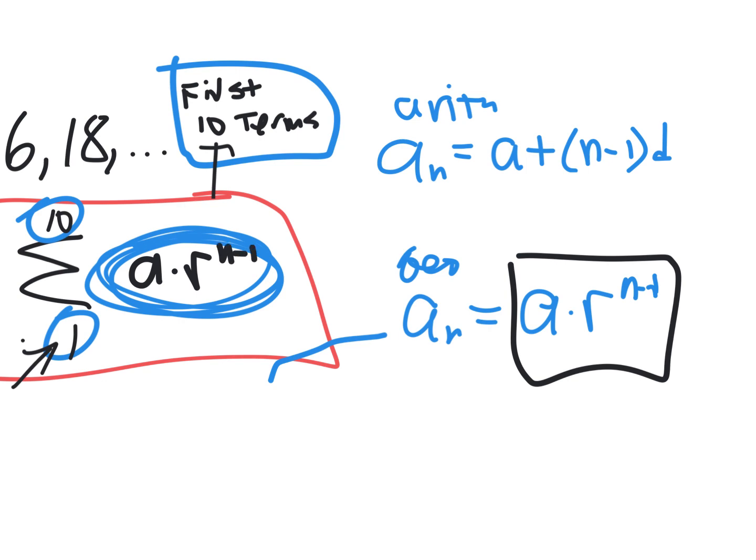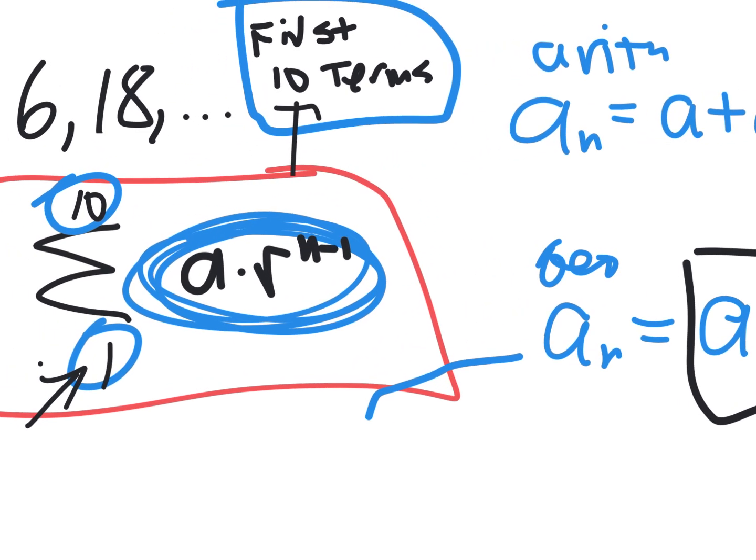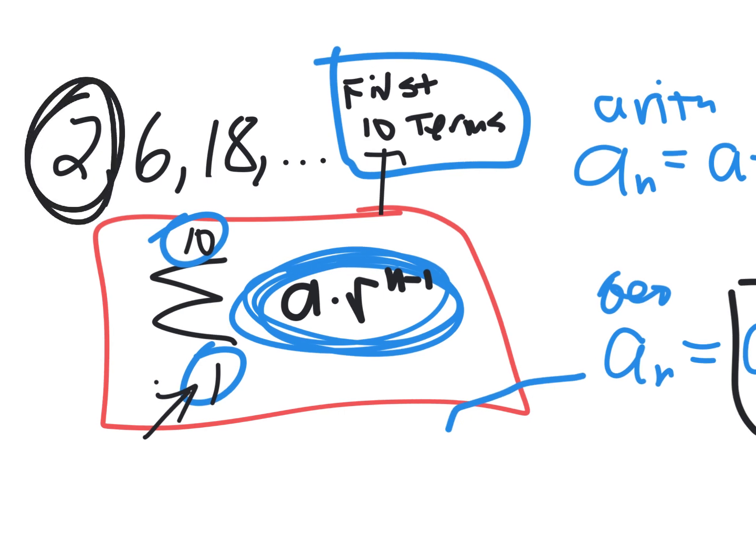And then I fill in what I know. I know A. I know our starting term. It's right there. It's a 2. So that 2 goes right here. Okay. I'm just sticking numbers in a formula. It's not that hard. Do you know the r? Sure, it's the thing you multiply by each time. What do you multiply by each time? 3. So that's r's a 3, and that goes here.